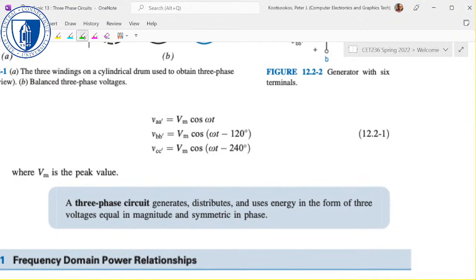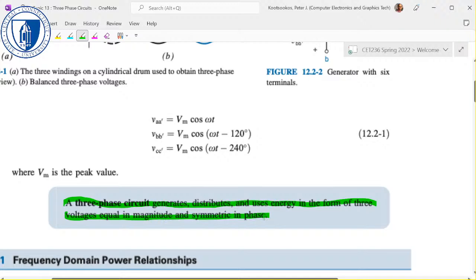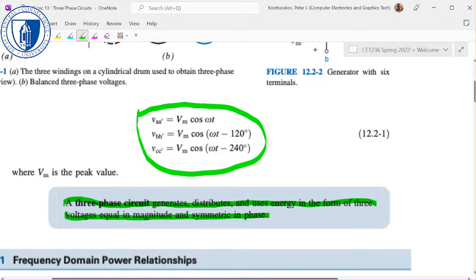Right, and the thing to remember is this. A three-phase circuit generates, distributes, and uses energy in the form of three voltages equal in magnitude and symmetric in phase. And they're the equations there. They've all got the same magnitude, Vm. They've got the same frequency, omega t. The only difference is the phase. Zero phase for A, minus 120 for B, minus 240 for C.